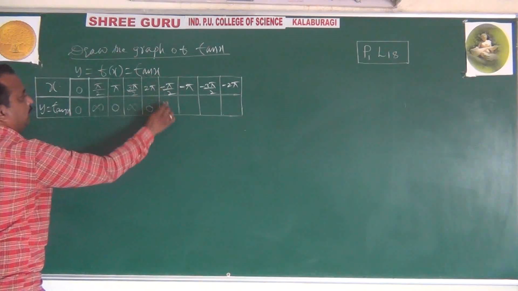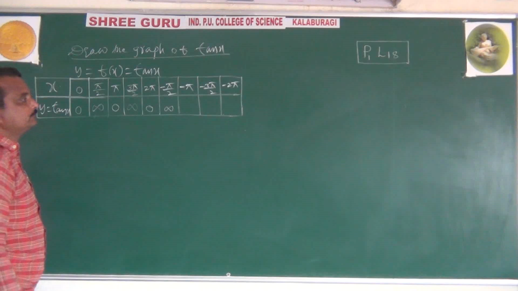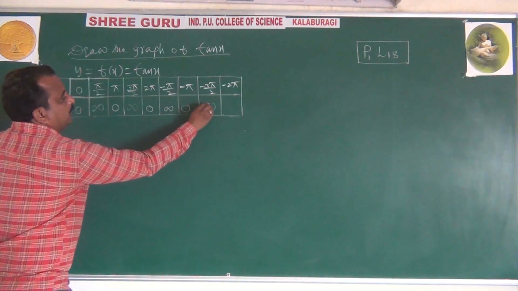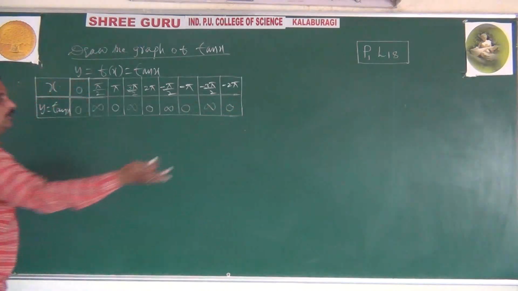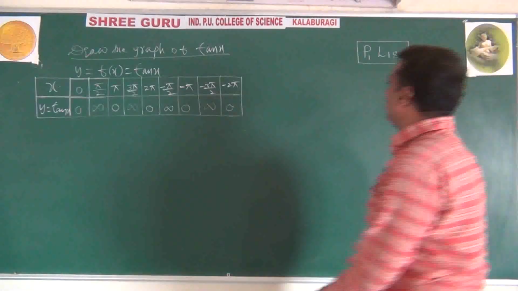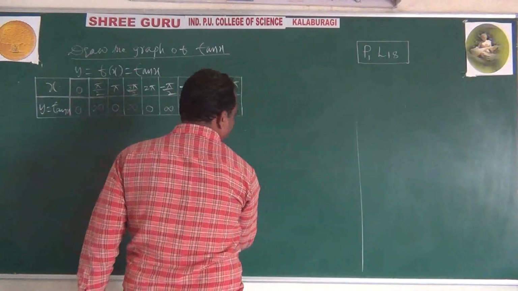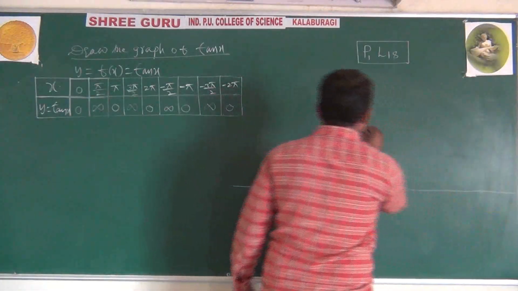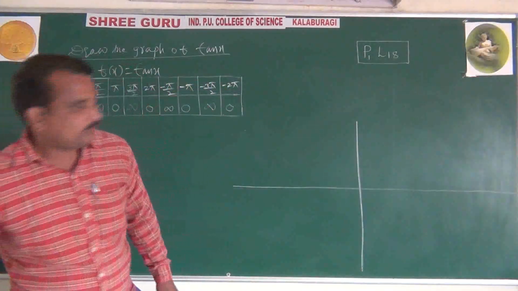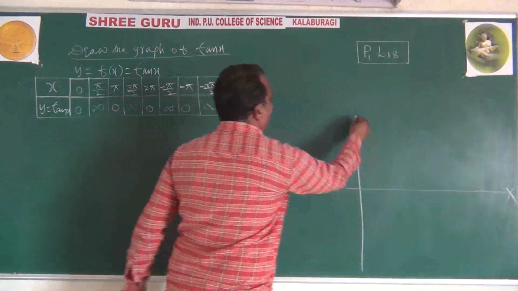The negative values are also the same. When minus pi by 2, it is minus infinity. Again infinity. This is 0, this is minus infinity, again infinity, 0. See, students, we will come to know when we draw the graph here. Let us take the Cartesian plane. This is the x axis and this is the y axis.